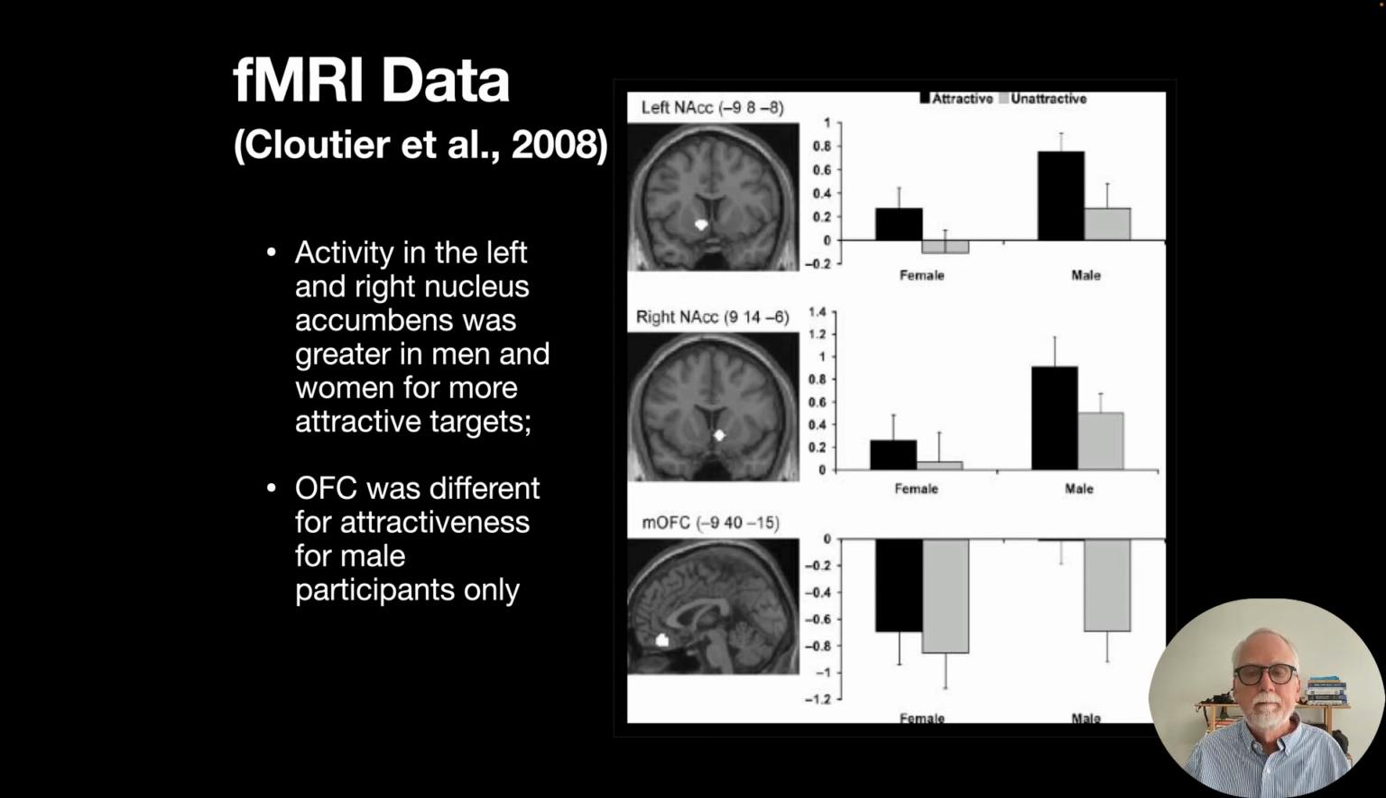Now, when you look at the OFC, this other area that's also implicated in addiction, the female participants here are showing less activation in the OFC when they look at these faces, but there's no difference between attractive and unattractive faces. It was only the male participants that showed this, that their OFC went down the most when they looked at unattractive faces and stayed relatively higher for attractive faces. So they did show a difference in OFC.